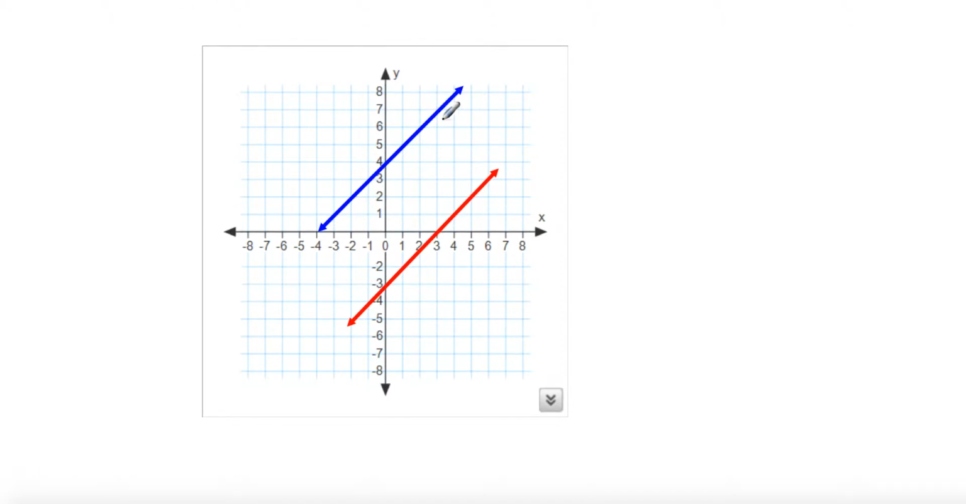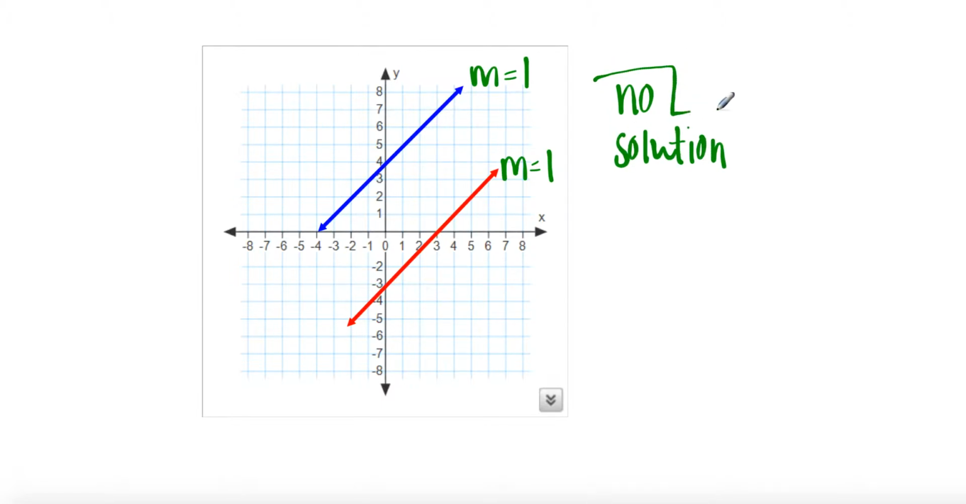A second scenario we may see are parallel lines. Both of these lines, you can tell, have a slope of 1: rise 1, run 1, up 1, right 1. A slope of 1 and a slope of 1, so we know they're parallel. So they will never intersect. If the whole purpose is to find out where the two lines intersect, and these two lines don't, then we would say there is no solution. There is no solution in that case.